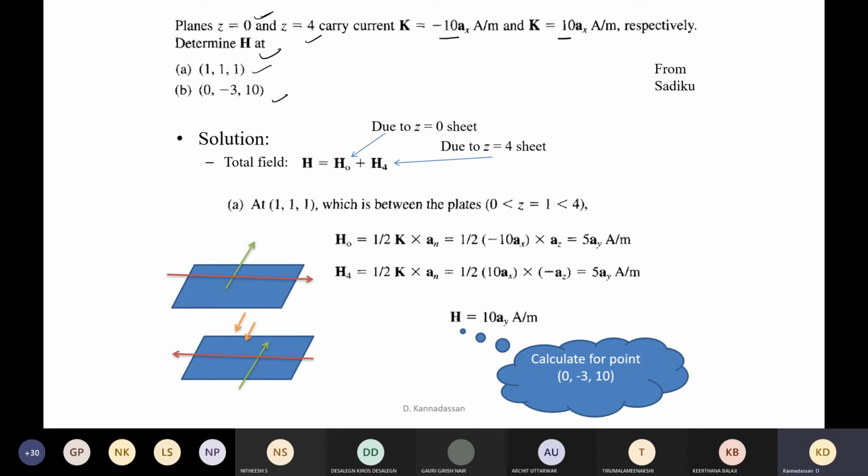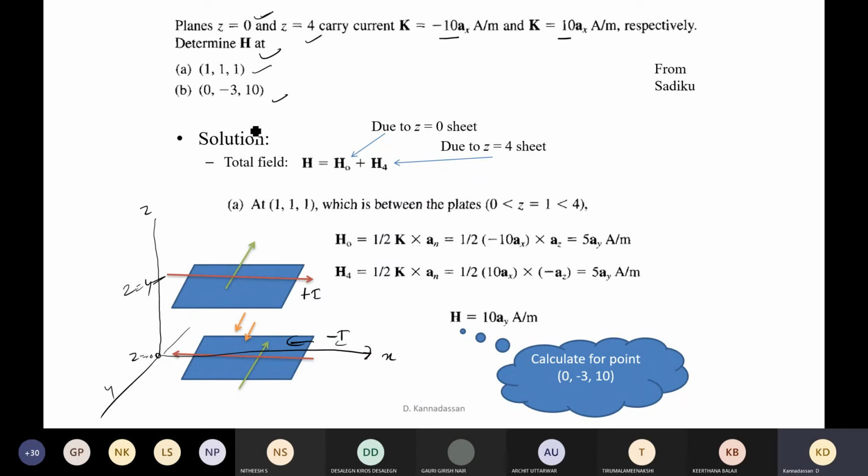The very first thing we are supposed to do is draw a proper diagram of these two infinite sheets. So this is going to be the x-axis, this is the y-axis, this is the z-axis. This is the z equal to 0 plane, the xy plane. Here you have z equal to 4. Now we have drawn two infinite sheets, and they are carrying currents. One is carrying plus I, another one is carrying minus I.